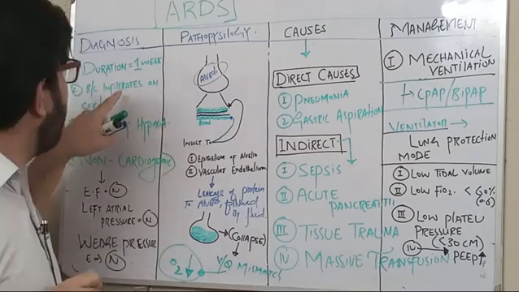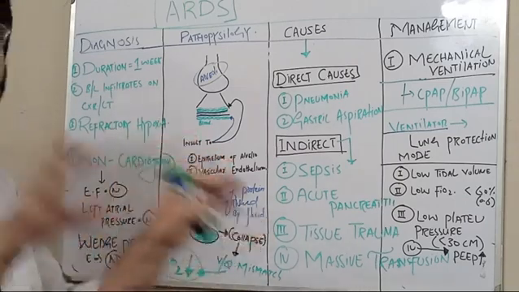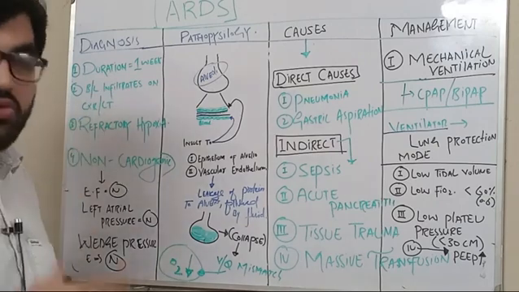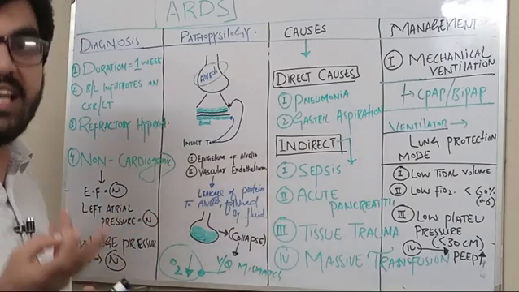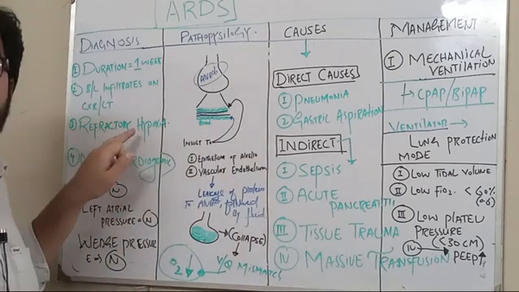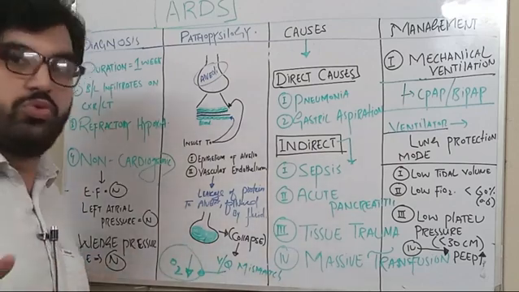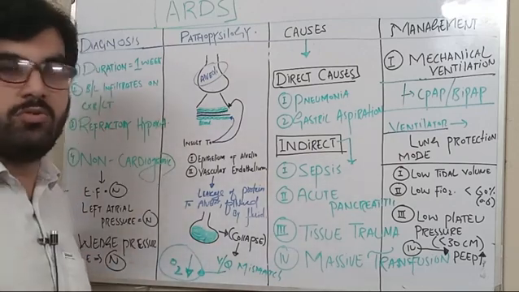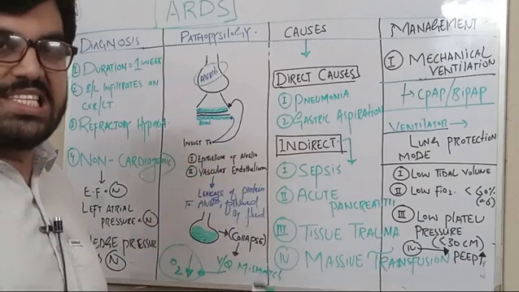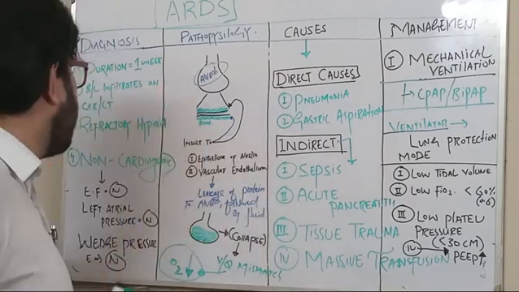Point number 2, there are bilateral infiltrates on the chest X-ray or the CT. But these infiltrates are not caused by atelectasis, pleural effusion, or nodular opacities. Point number 3, refractory hypoxia. The patient is not maintaining oxygen saturation whatever you do, whether you apply the nasal cannula, the face mask, or the non-rebreather mask. The hypoxia is refractory, the saturation is not improving.